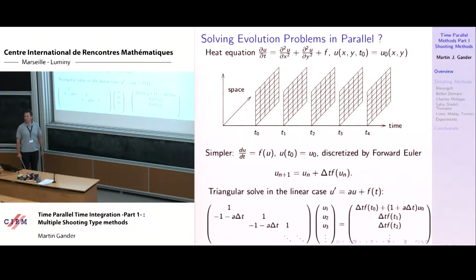So time parallel time integration are methods which allow you to solve this in parallel using many processors. And it doesn't seem possible if you look at the process because it's completely sequential. How can you possibly solve U100 if you don't know U99?